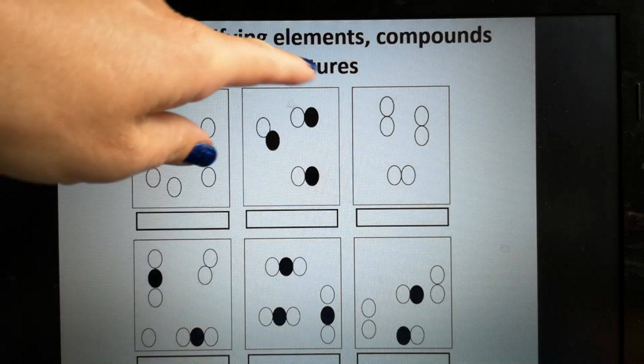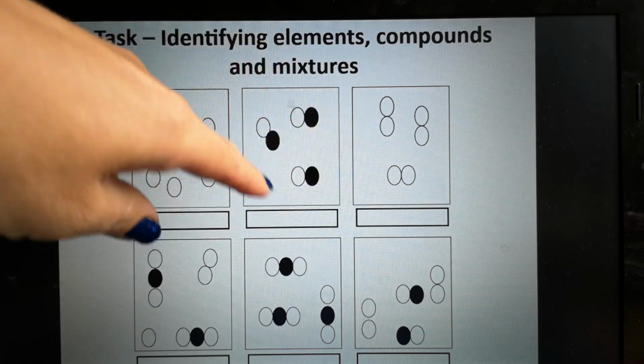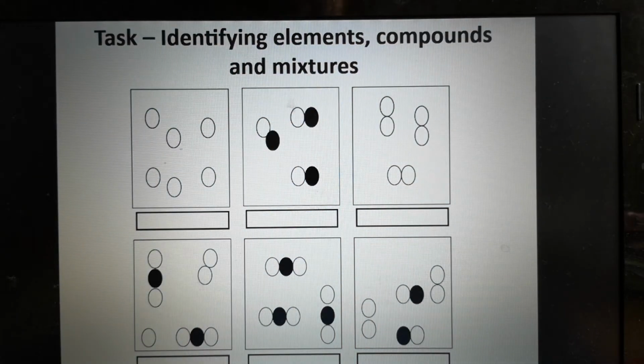This one, here we go. Is this an element, a mixture or a compound? We've got two balls, they're joined together and they're different colours. So what is that? That's a compound, remember? Two or more different types of atom joined together.